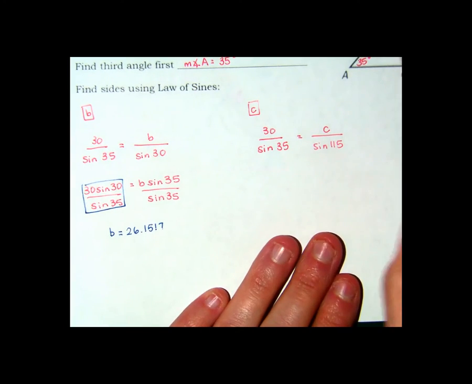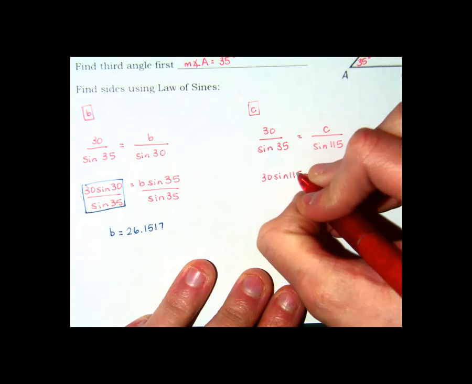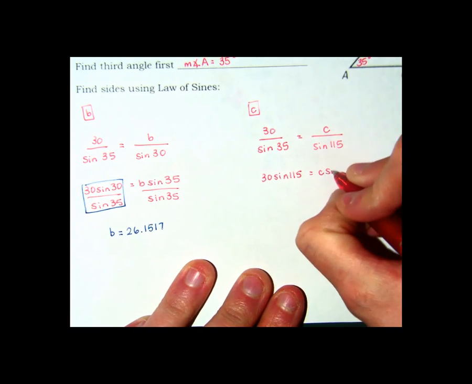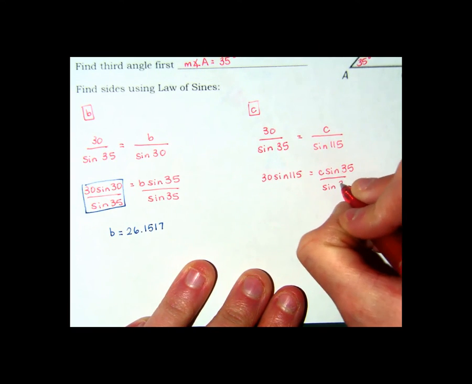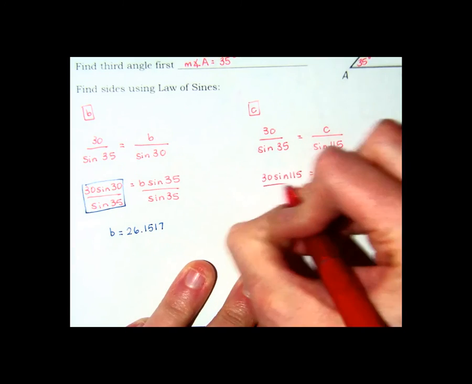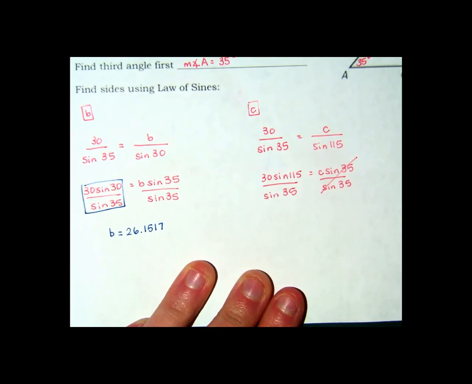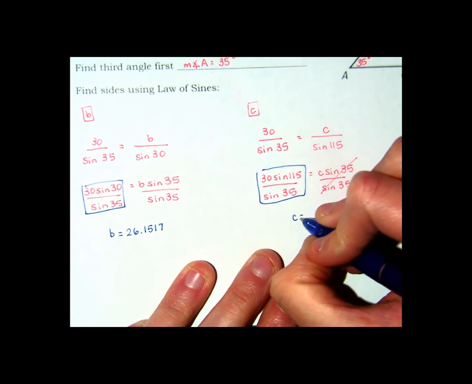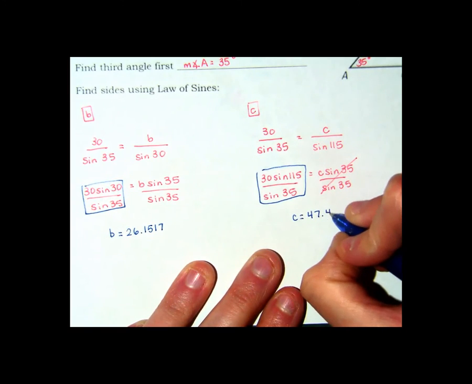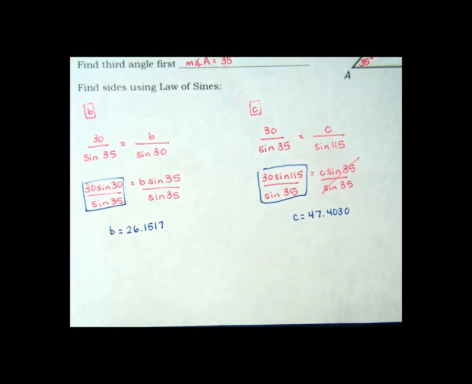Alright, similarly here, we're going to cross multiply, but you get 30 sine of 115 equals C sine of 35. Divide by sine of 35. Of course, that crossed out here. And you are plugging this in. What did you get for C when you plugged that in your calculator? I hope that's what you said. 47.4030. Okay.